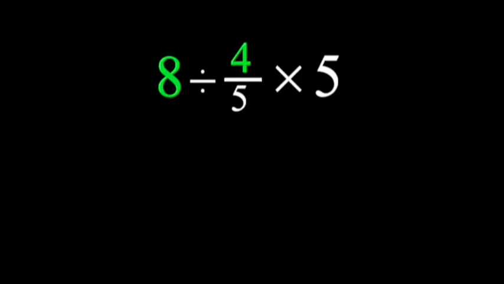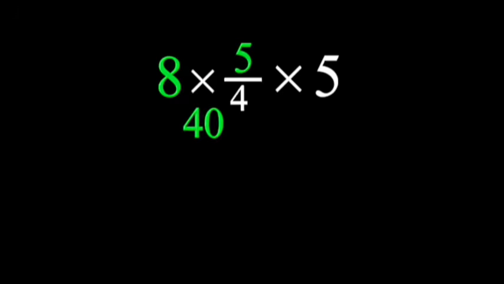Now let us return to the original question. 8 divided by 4 over 5 multiplied by 5. Here we have division and multiplication together. According to PEMDAS, we move from left to right. First, solve 8 divided by 4 over 5. To divide by a fraction, we use the KCF rule. Keep the first number, change division to multiplication, and flip the fraction. So 8 divided by 4 over 5 becomes 8 multiplied by 5 over 4.